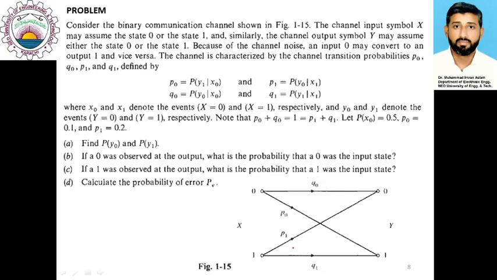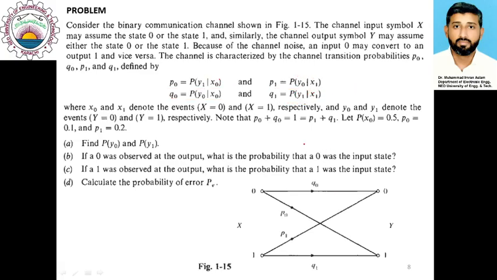So mathematically, this P0 represents that you transmitted x as 0, whereas you received y as 1. Similarly, P1 represents that you transmitted x as 1, but you received y as 0. Similarly, Q0 represents the correct transmission, that you transmitted x as 0 and received y as 0. Similarly, Q1 represents the correct transmission, that you transmitted x as 1 and received y as 1.